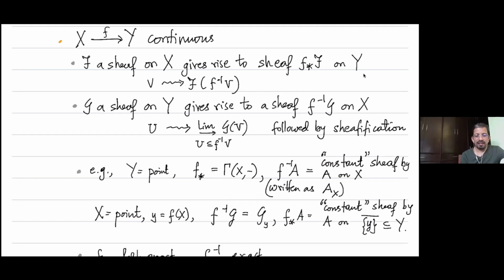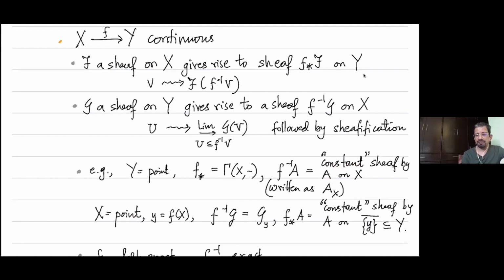On the other hand, if I do F inverse, where Y is now a point, then over a point there is hardly any sheaf to assign. Basically, there's just one open set. So might as well call it an abelian group. So look at an abelian group A, and then F inverse of this abelian group is basically for every open set, you'll be trying to assign A. That's what it means. So that's why we'll call it constant.